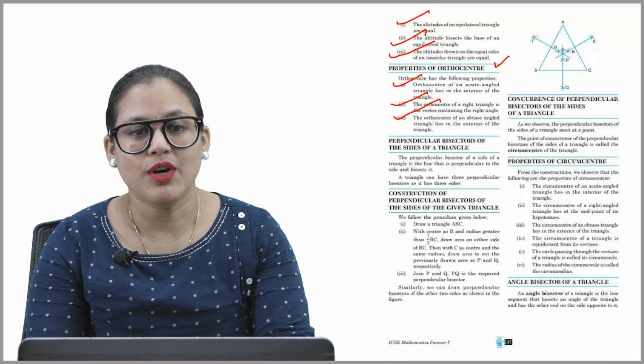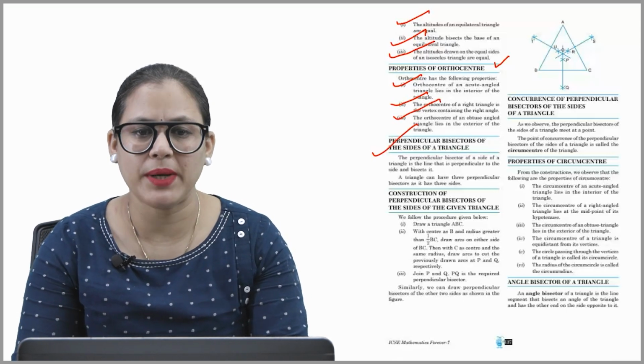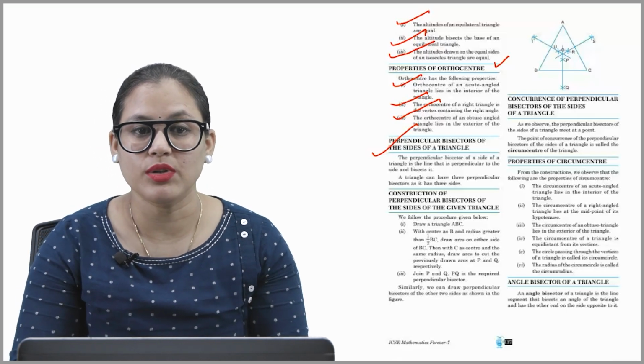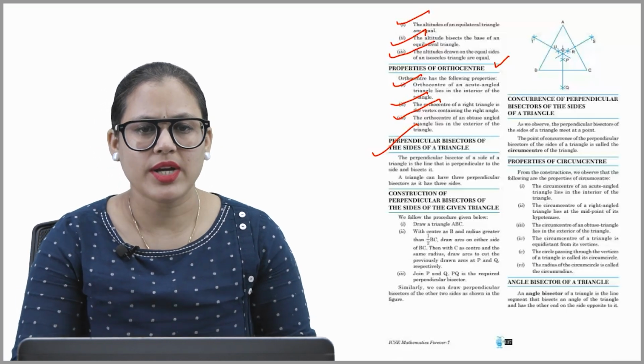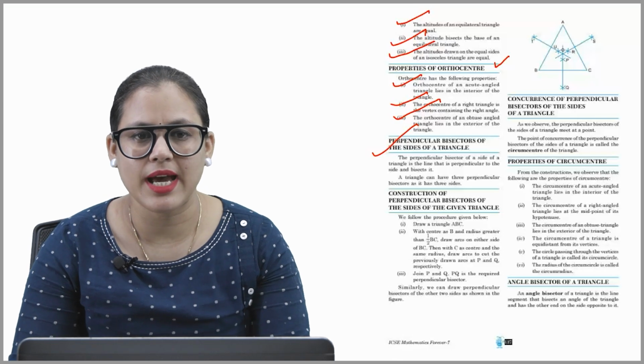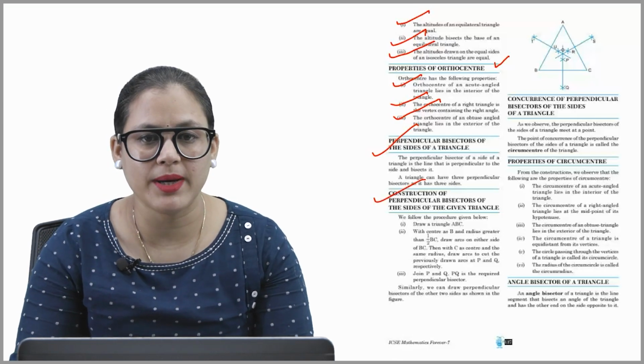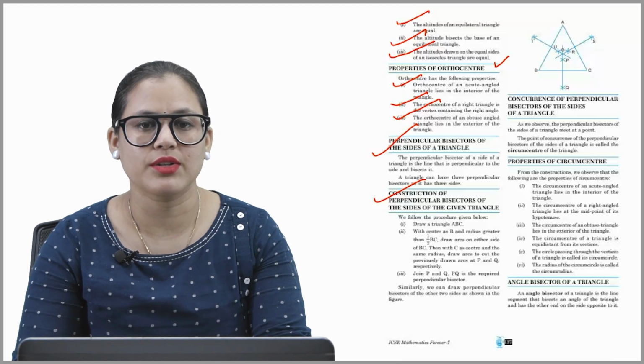Perpendicular bisector of the sides of a triangle. The perpendicular bisector of a side of a triangle is the line that is perpendicular to the side and bisects it. A triangle can have 3 perpendicular bisectors as it has 3 sides. Now, construction of perpendicular bisectors of the sides of the given triangle.